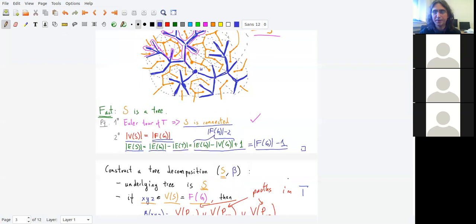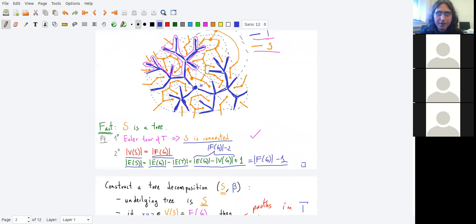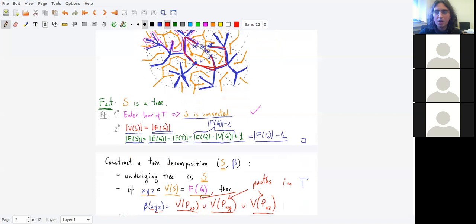Good, so let's see this on the picture. Let's take some interesting face in our graph. Let's say this thin face here. So say that this vertex is X, this is Y, and this is Z. So this is a face with three vertices X, Y, Z. So with this face, I associate a bag consisting of this path, and this path. So the union of the vertex sets of those three paths. Good, so how large is this bag?